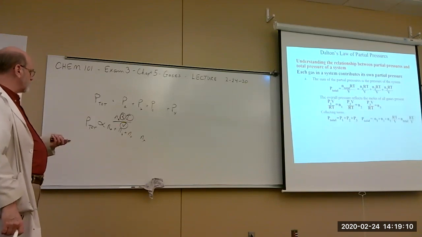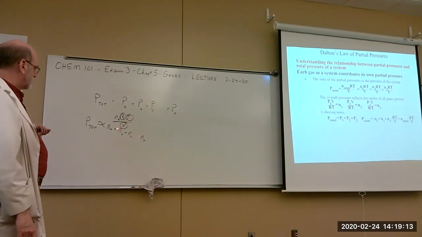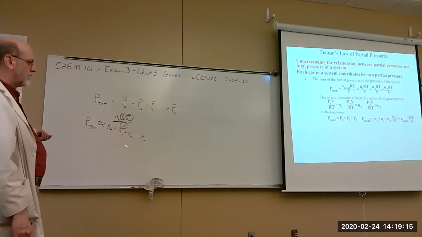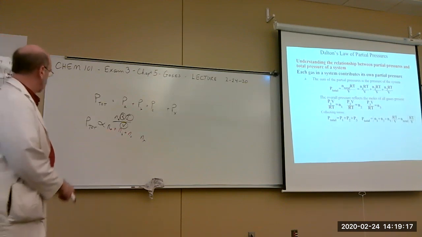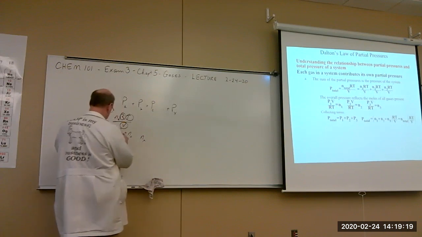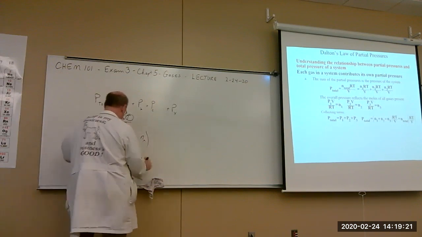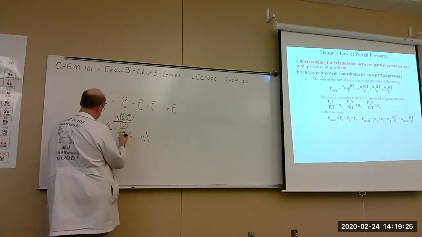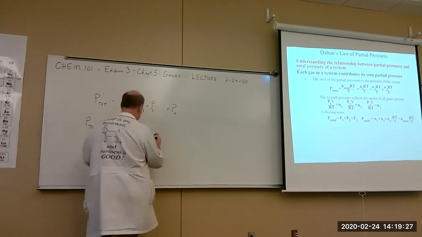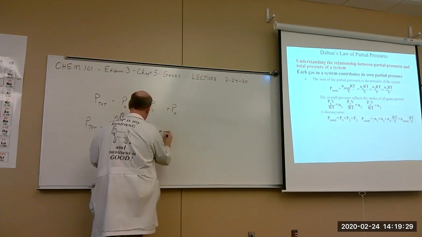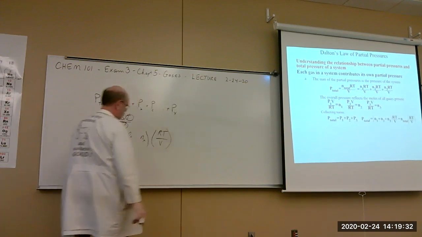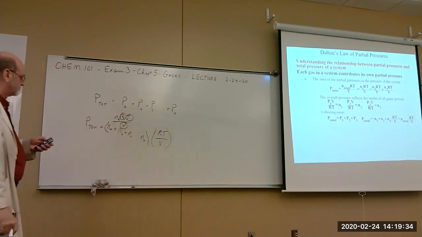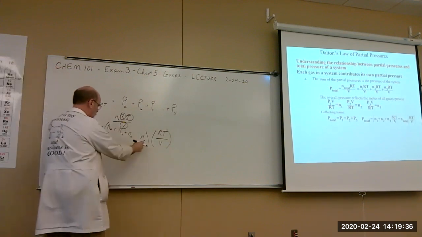So if we substitute them there and factor out these, then what do we get? Well, we get this factor. Actually, this will be an equal sign now. Times RT over V. And this is the total number of moles.